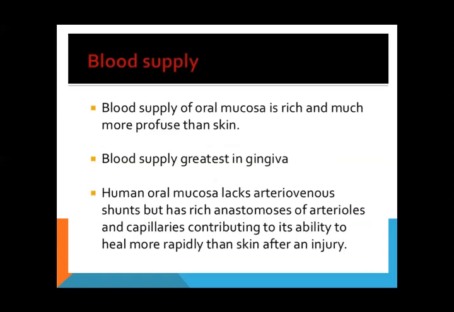Blood supply of the mucosa is richer and much more profuse than skin. Blood supply is greatest in the gingiva. Human oral mucosa lacks arteriovenous shunts but has rich anastomosis of arterioles and capillaries, contributing to its ability to heal more rapidly than skin after an injury.